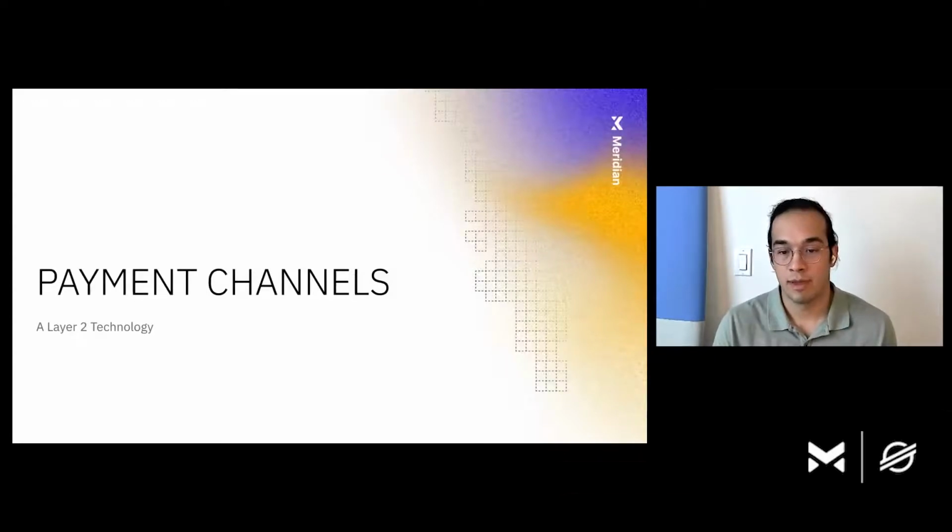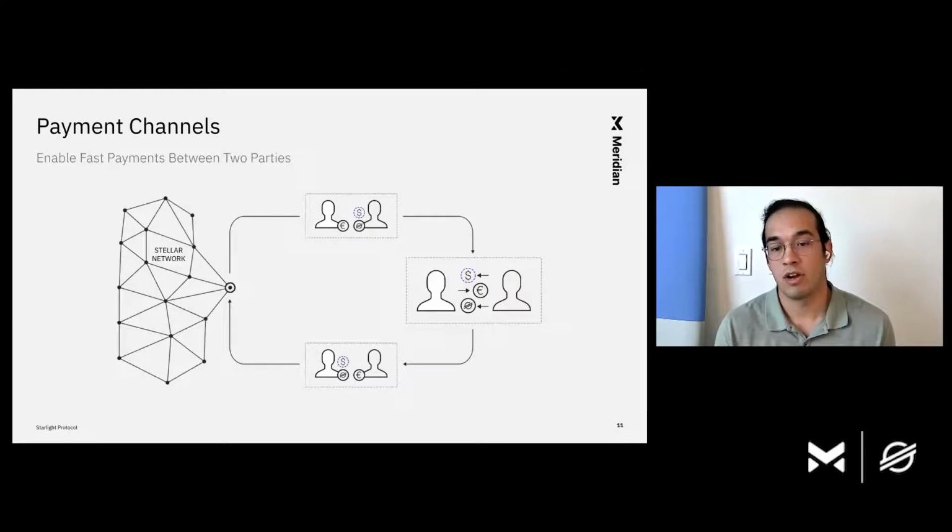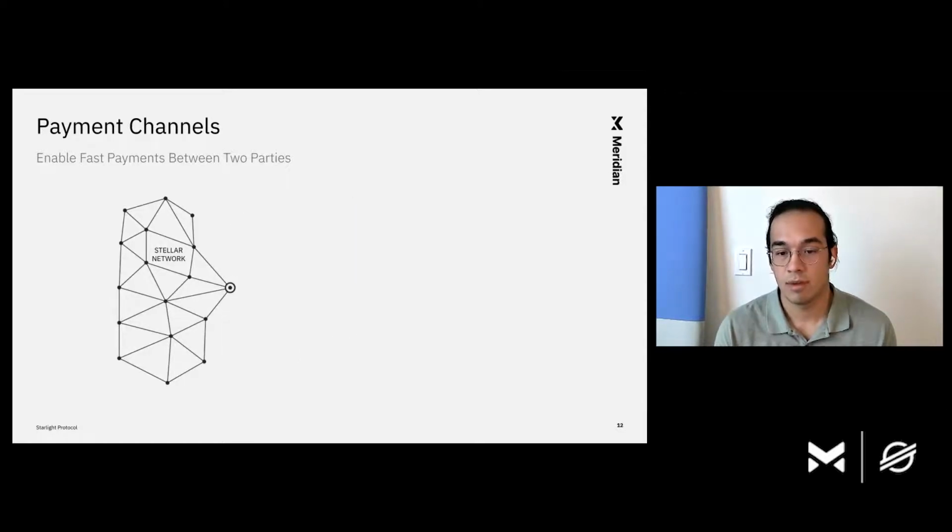So what are payment channels in general? Payment channels are a layer 2 technology that enables fast and instantaneous payments between two parties. The payments occur off network, but don't require either participant to trust each other. Payment channels can do this because of the cryptography and the security of the underlying blockchain.